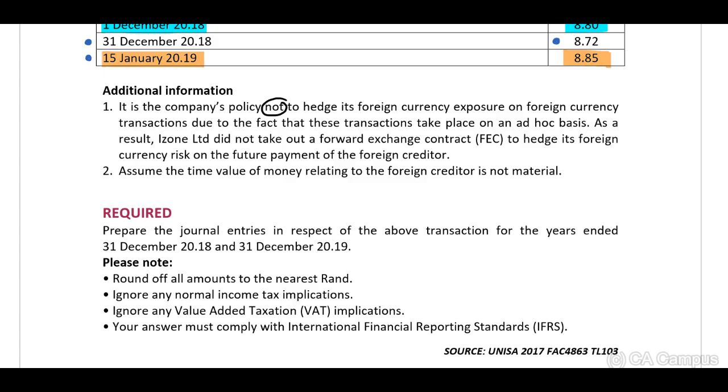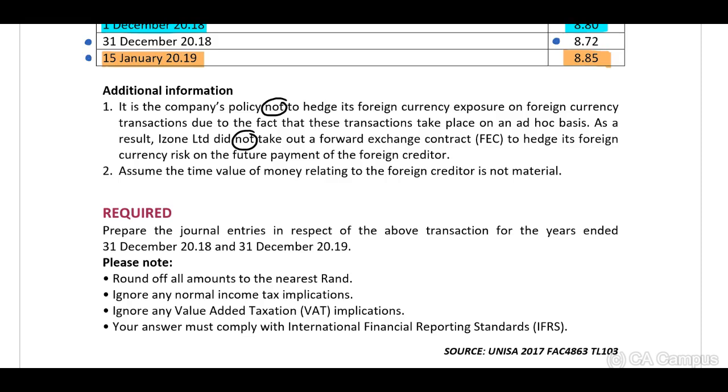Additional information. It is the company's policy not to hedge its foreign currency exposure on foreign currency transactions due to the fact that these transactions take place on an ad hoc basis. As a result, ISO Limited did not take out any forward exchange contracts to hedge its foreign currency risk on the future payment of the foreign creditor. Assume the time value of money relating to the foreign creditor is not material.